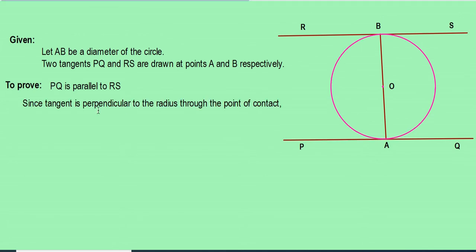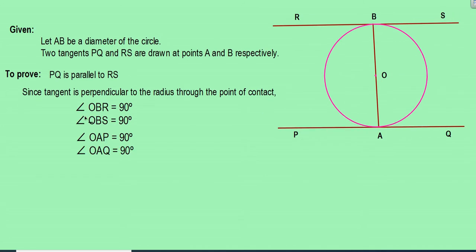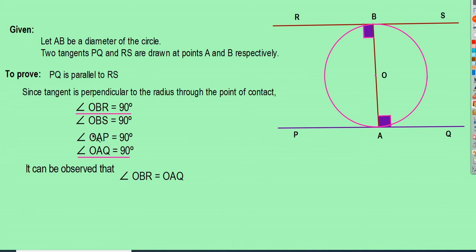So we can write, since the tangent is perpendicular to the radius through the point of contact, angle OBP is equal to angle OBS. Similarly, OA is the radius and PQ is the tangent. So you can write angle OAP is equal to angle OAQ is equal to 90 degrees. It can be observed that angle OBR is equal to angle OAQ. Similarly, OBS is equal to OAP.